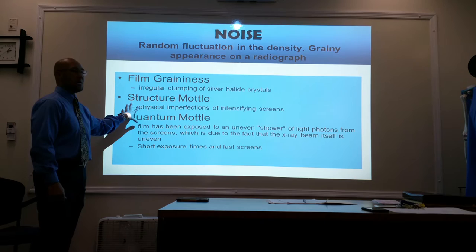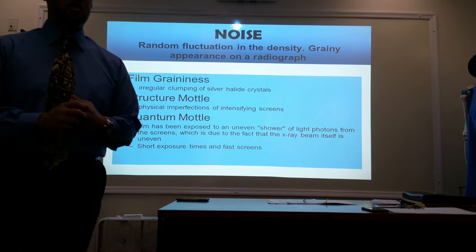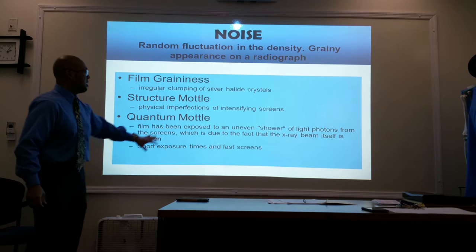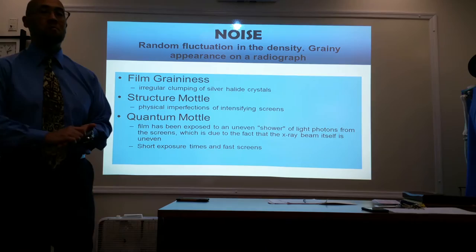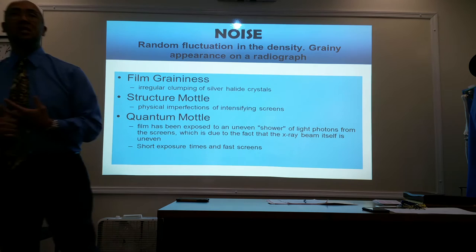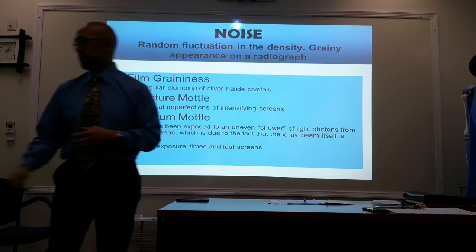The last one here has to do with your technical factors. So before you read on to this, I'm just going to go ahead and show you an example of what quantum mottle is. It happens when you have short exposures, very short exposure time, very, very quick. Okay, you guys ready?